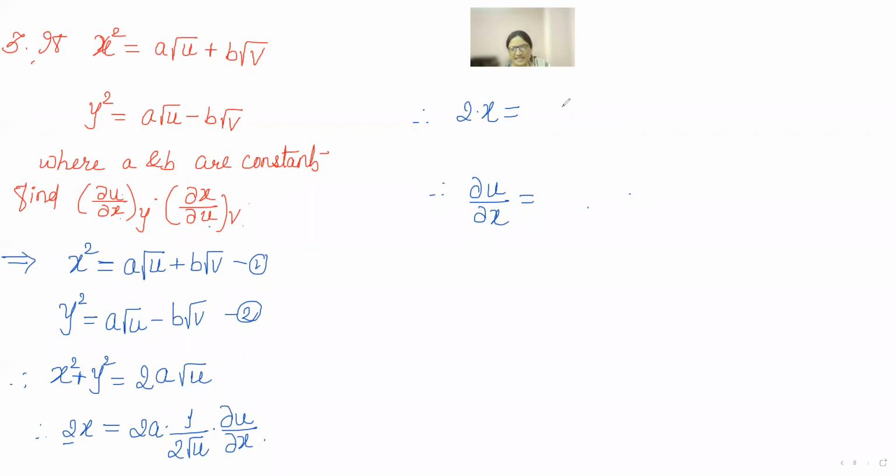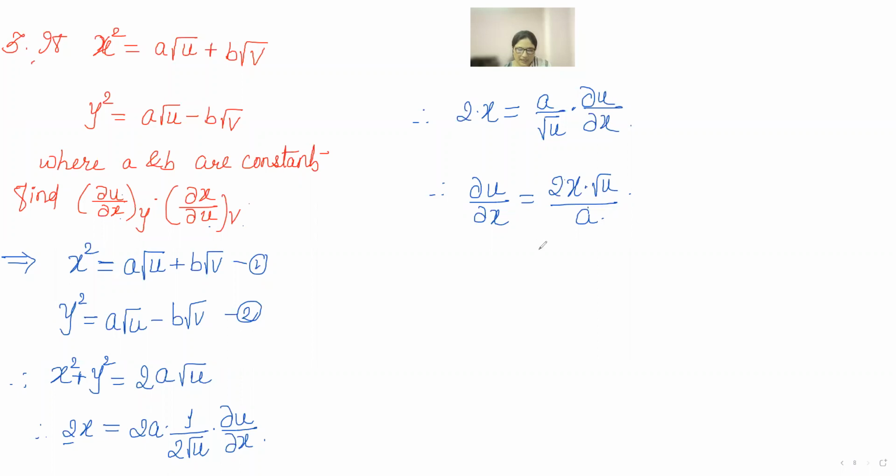2x is equal to a upon root u into dou u by dou x. Therefore, dou u by dou x is equal to 2 into x into root u divided by a.